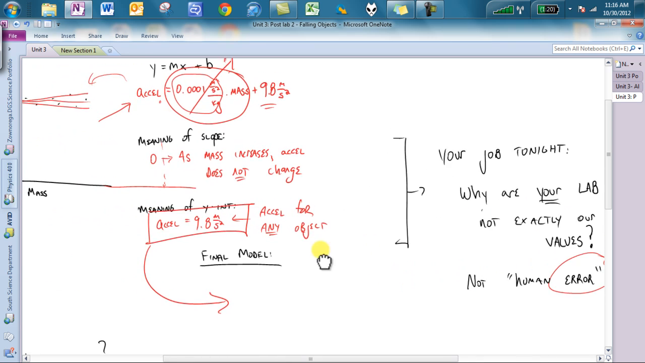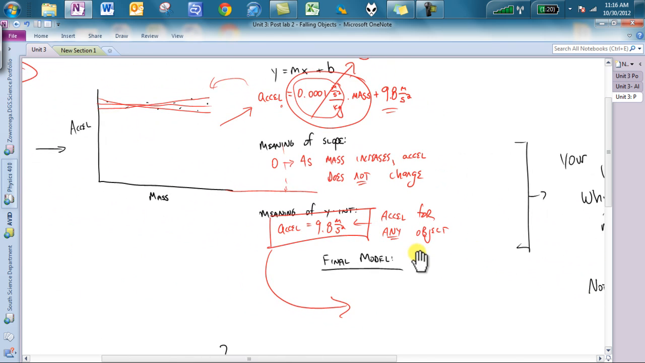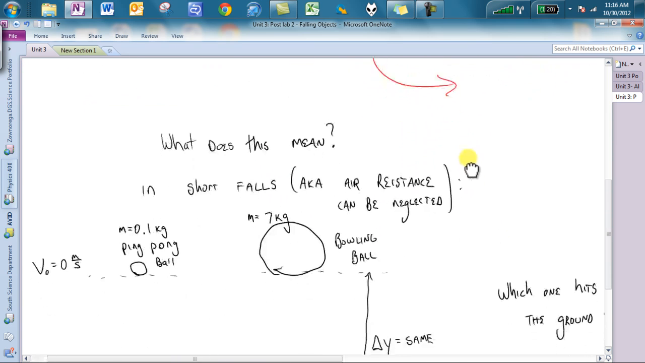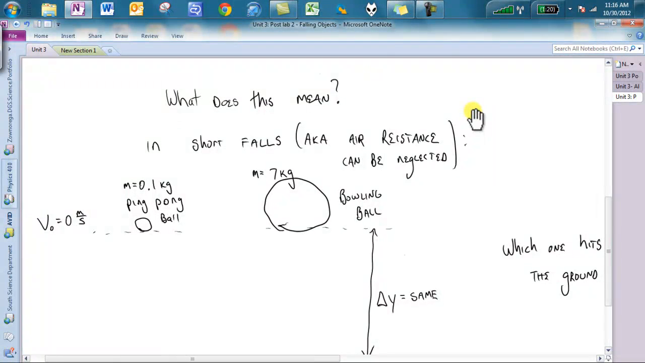So, conclusion from all of this is we realized that no matter what my mass was, my acceleration stayed the same. In our laboratory, we know the acceleration is 9.8 meters per second squared. It's for any object. So what does this mean? In short falls, aka air resistance can be ignored, neglected.